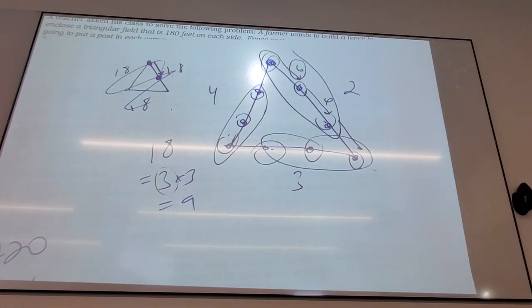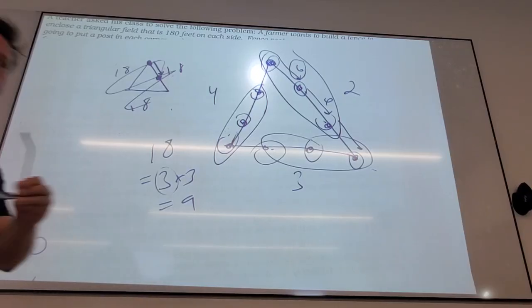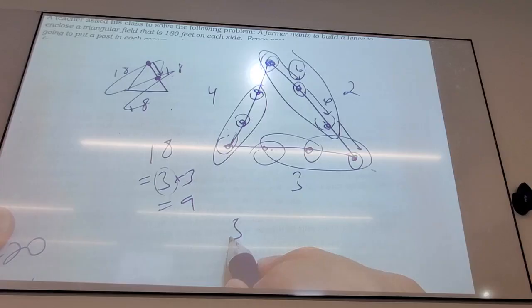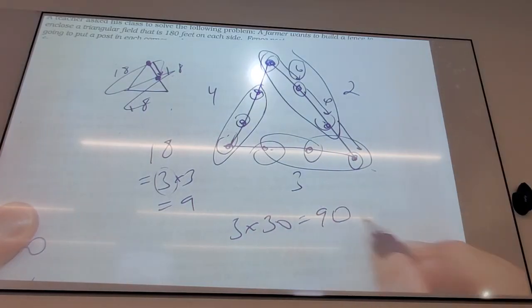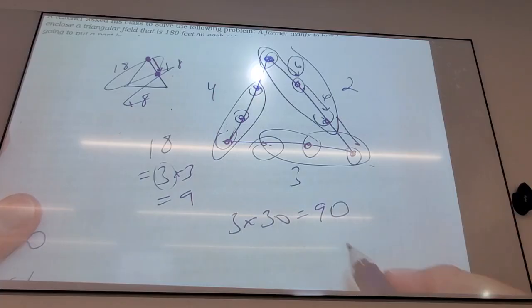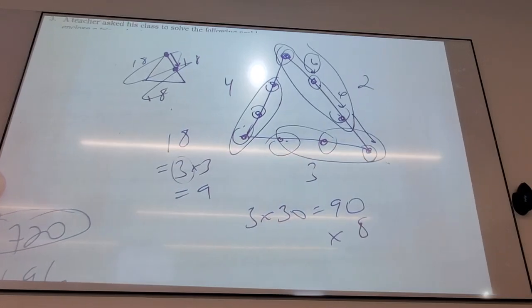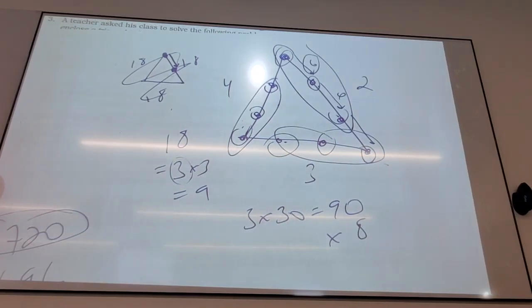Let's see if you guys really hold me. 18 divided by 6 is 3. So I had 3 groups of 3 there. Yes? 180 divided by 6 is 30. So I end up with 3 groups of 30, which is 90. And then 90 times, what was it, $8 each? So the 720 is right. So you guys were missing some posts somehow.